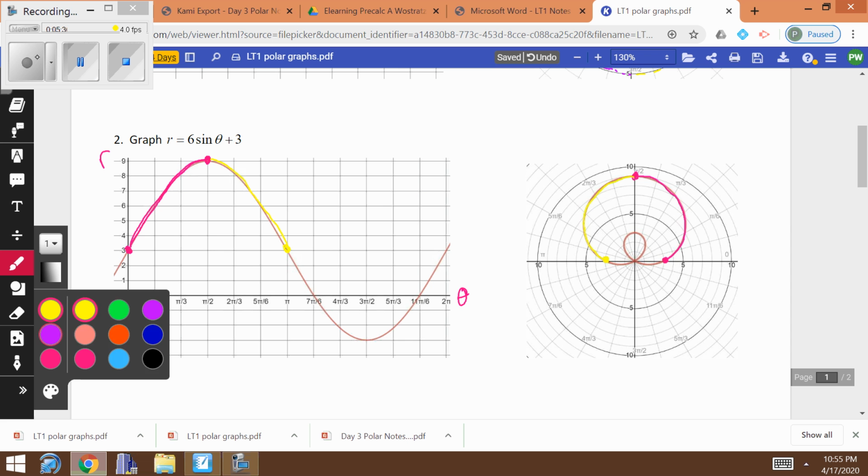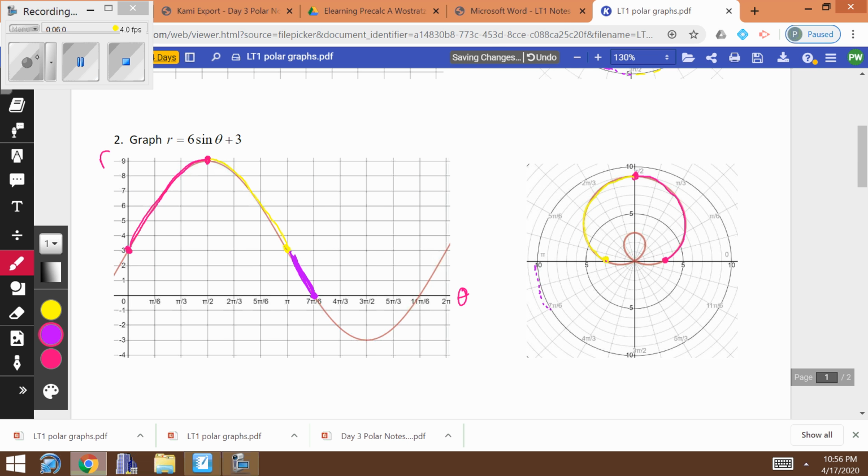Now this is a unique little part right here, from pi to 7 pi over 6. At pi, we're here at 3, and at 7 pi over 6, that's where the r value is 0, so that's where it's going to intersect the pole. You'll notice that the r values along this purple part are all still positive. So along these angles from pi to 7 pi over 6, it's still positive. They're getting smaller and smaller, so it's getting closer and closer to the pole, and then it really intersects the pole right at 7 pi over 6.